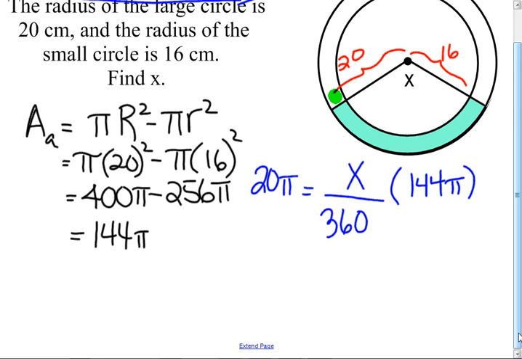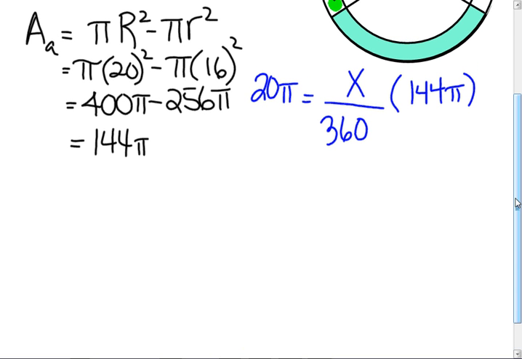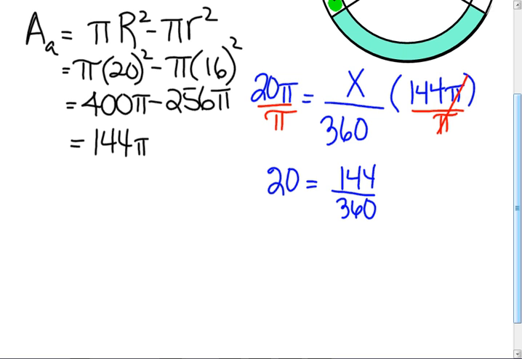Okay, I could reduce the 144 and the 360. Some of you don't want to do that. Just fine. You can use a calculator. What's going to happen to the pi's? They cancel out, so I'm going to divide both sides by pi. So it's 20 equals 144 over 360 times x.